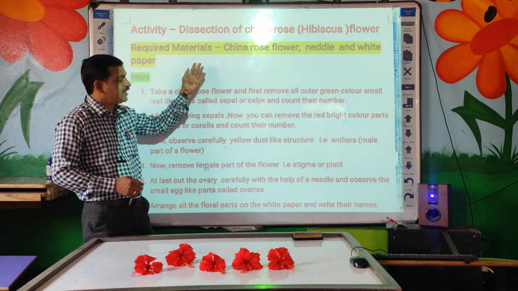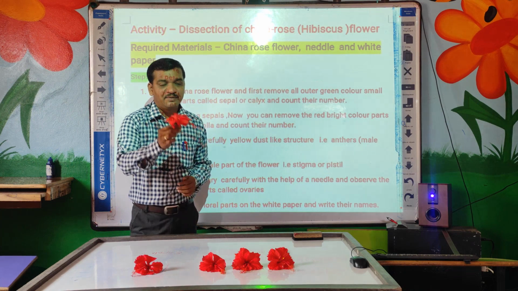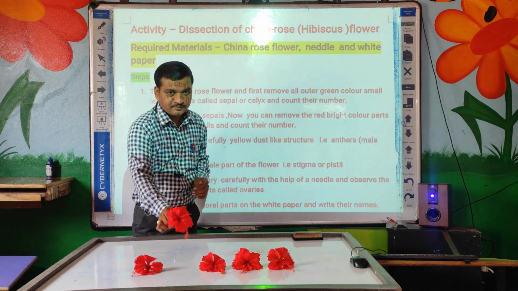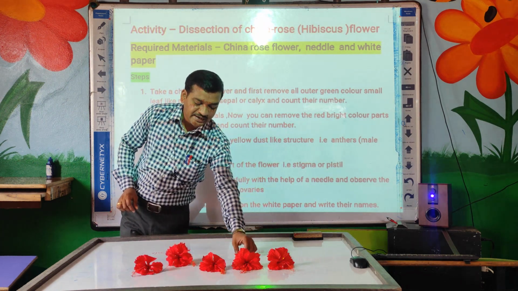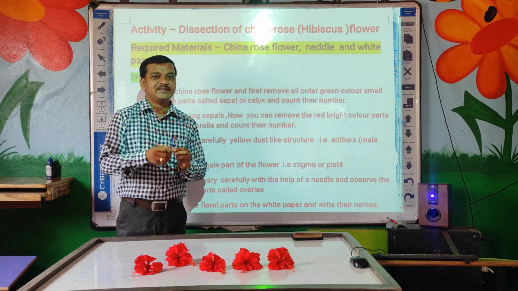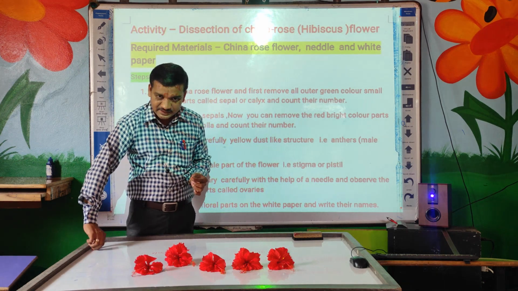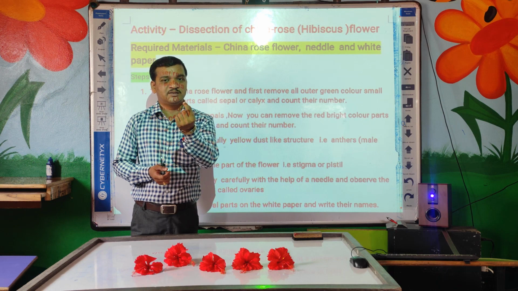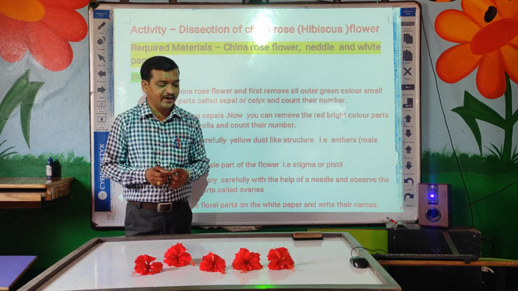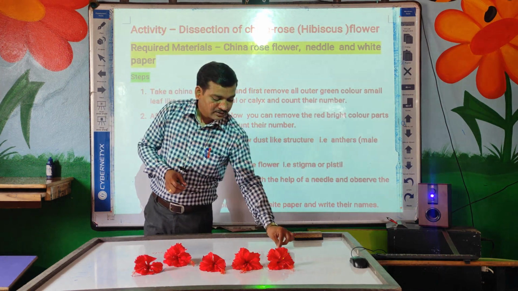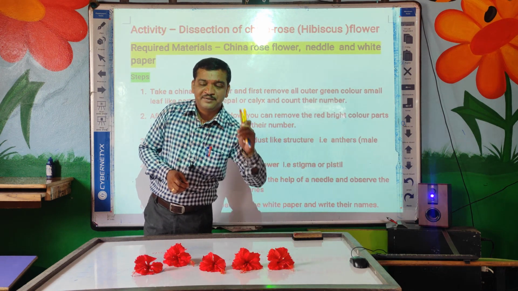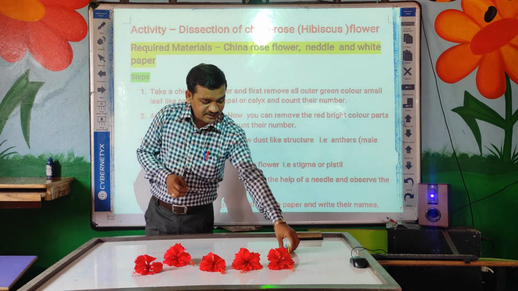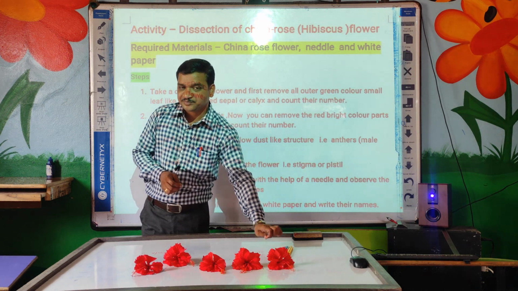So the requirements. In required materials you need China rose flower, that is the hibiscus flower or jasmine. Then we need one needle. Do you know needle? This one metallic needle you can use for the dissection. A small needle we require. And you require sketch pens also. I will tell you why you need the sketch pens at last. So these are the required materials.